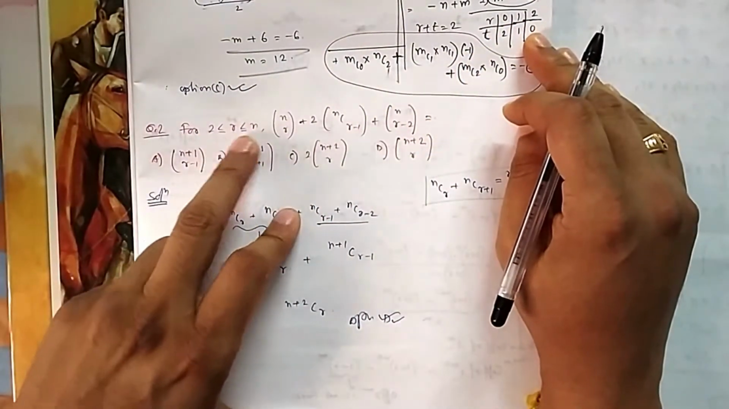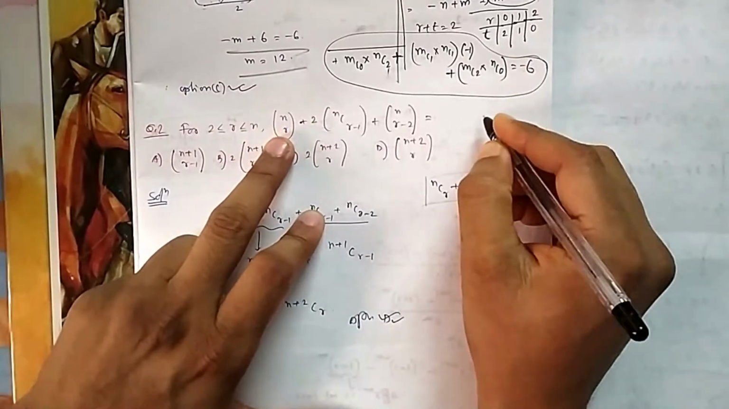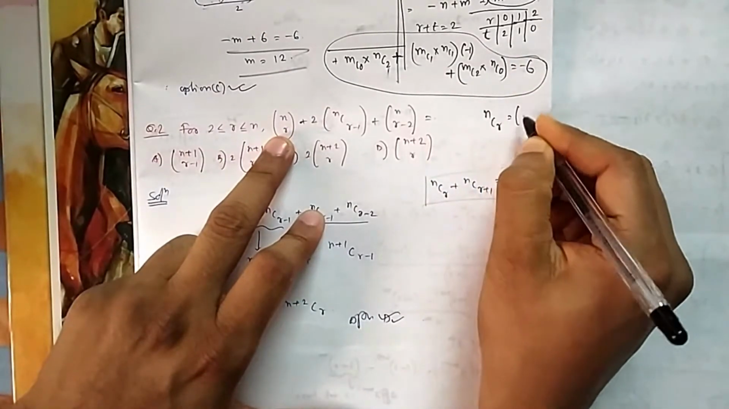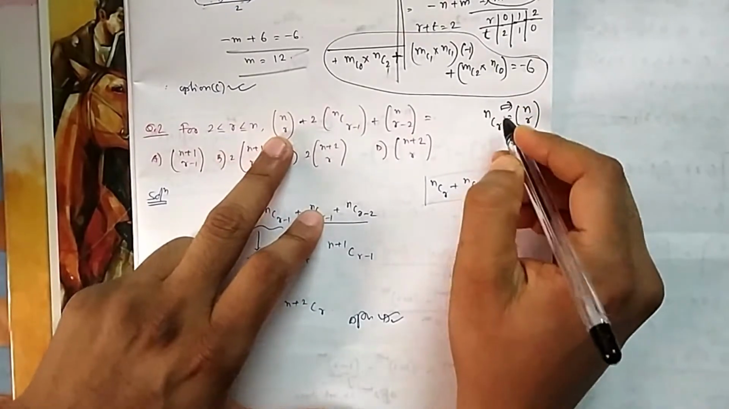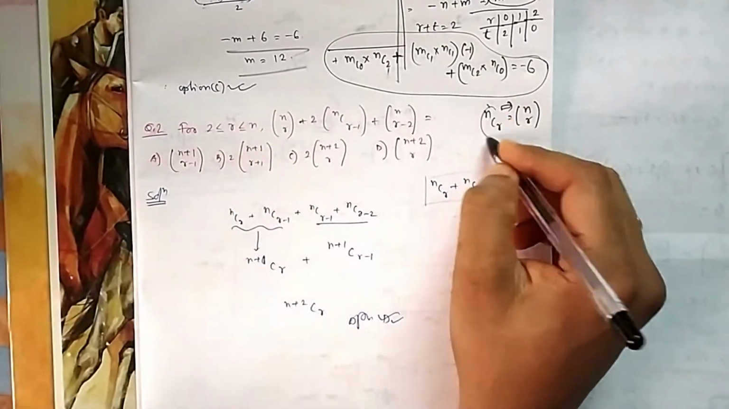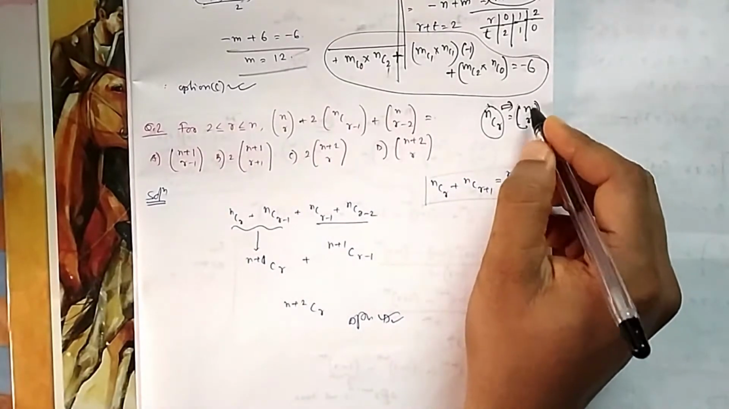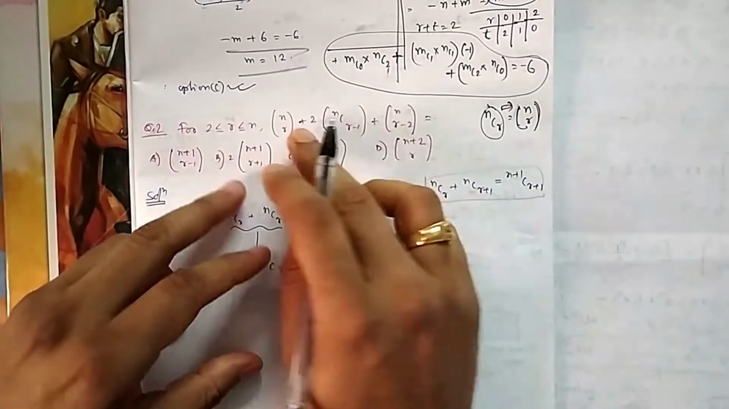For r between 2 to n, this means nothing but nCr. nCr means they write it in this format. In some questions they give that this meaning is this. Even if they don't give, you should remember this nCr is written in this format. So this is given in this format.